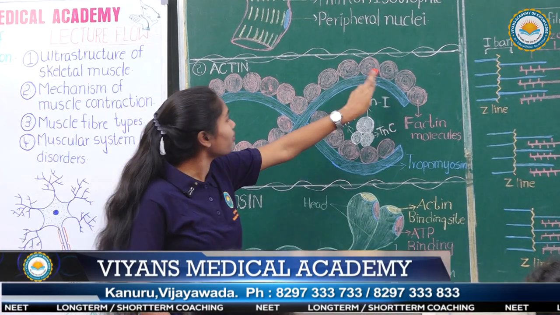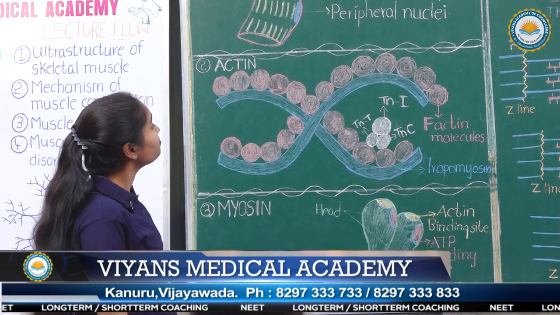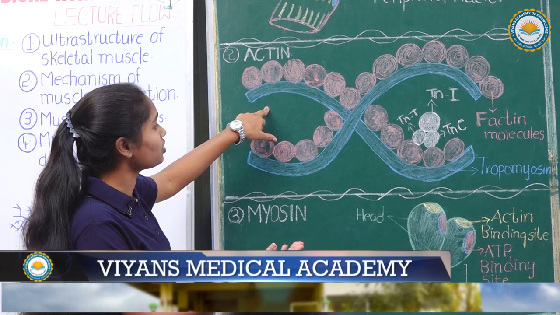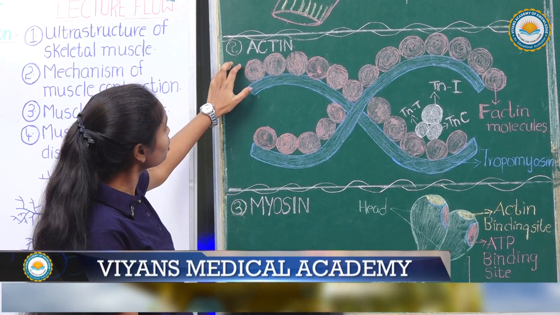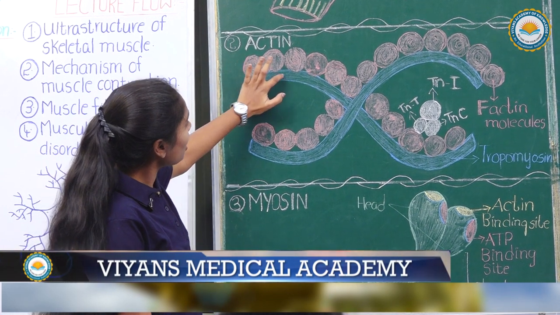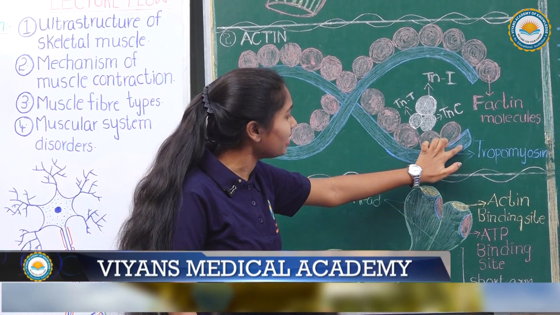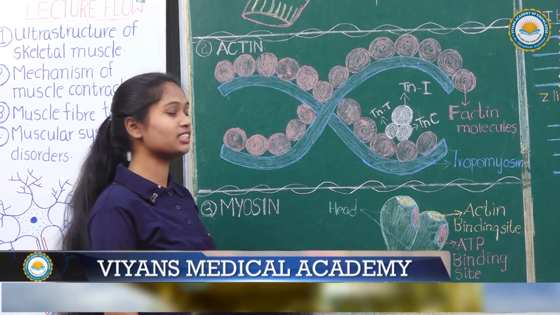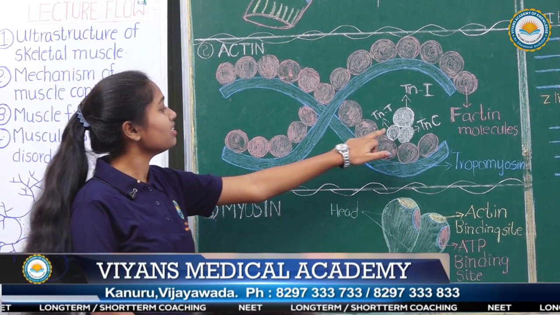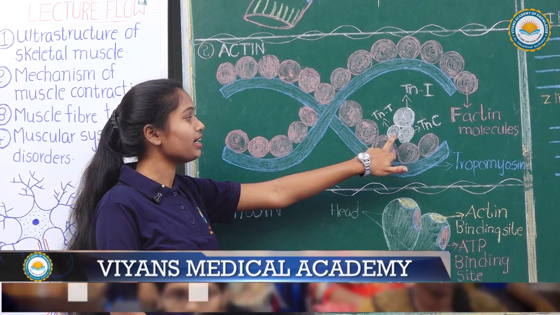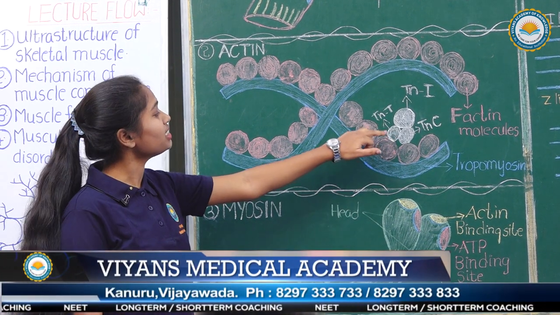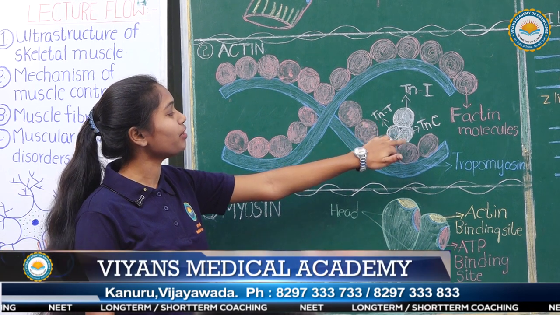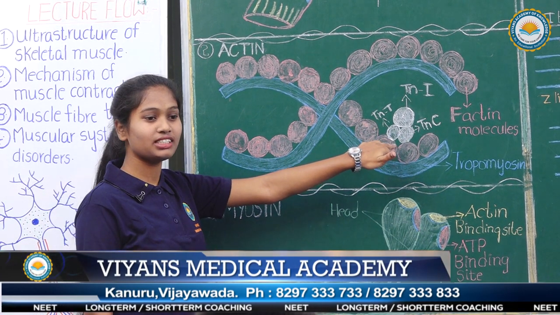Two filaments of actin molecules and another two filaments called tropomyosin are also close to the actin molecules, moving across the entire length with these actin molecules at regular intervals. Another important contractile protein is called troponin, which is divided into three polypeptide units. Are you clear with this representation?